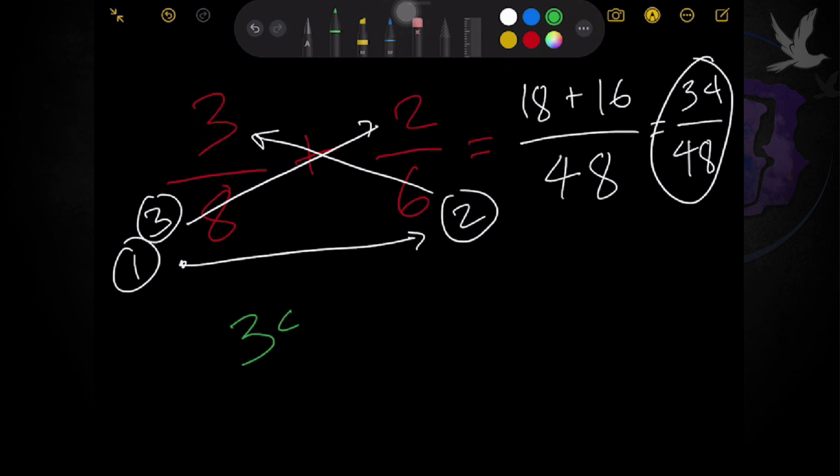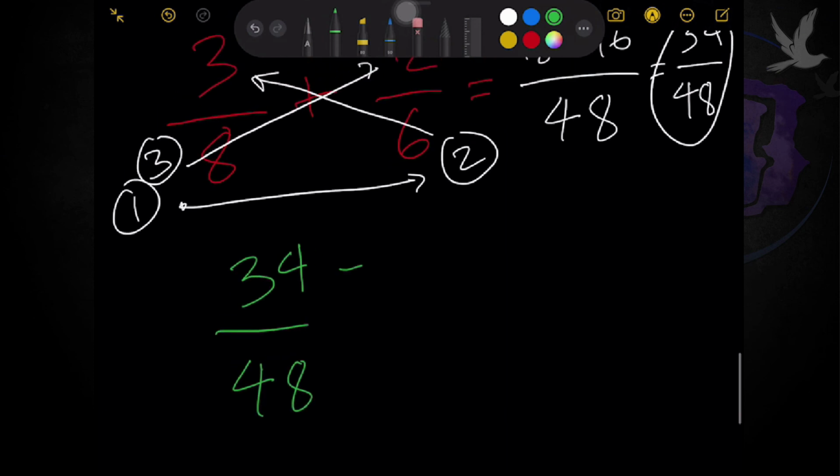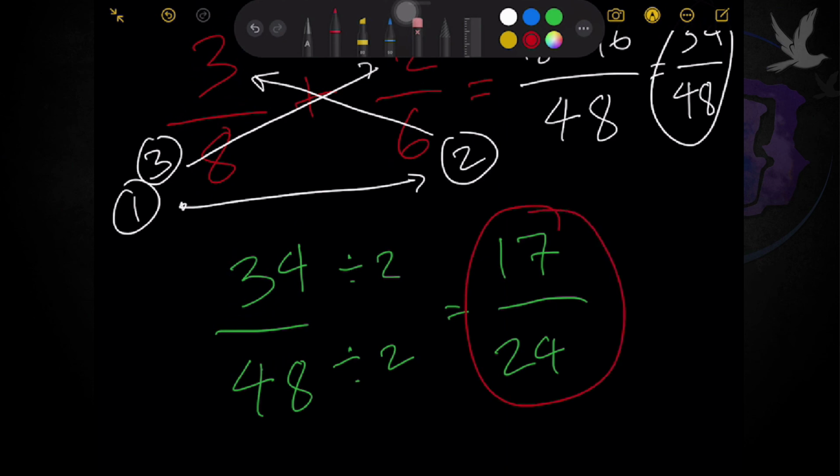Now, sige lang, let's try to simplify this first. Both numbers can be divided by 2 because they are even numbers. What is 34 divided by 2? 17. What is 48 divided by 2? 24. Now, observe our answer. 17 over 24.